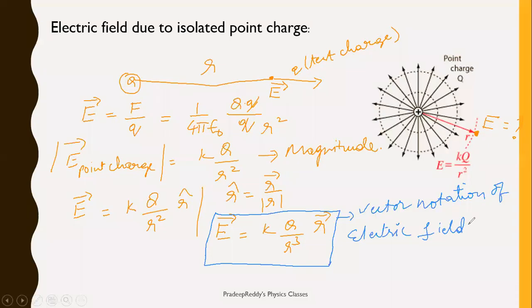This is similar to electrostatic force vector notation, which we have already discussed in previous part. Only the thing is, in case of electric force, you will have two charges in the numerator. In case of electric field, there will be only one charge in the numerator. That is difference between equations of electric force and electric field. And remember, electric force and electric field, they will be in same direction if you are taking a positive charge. So I hope this equation is clear.